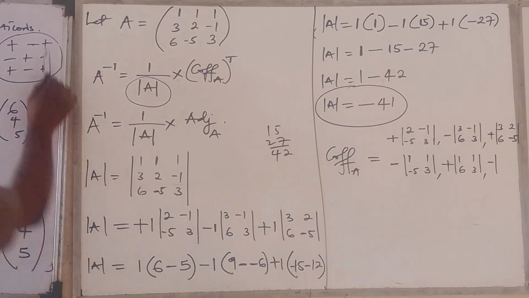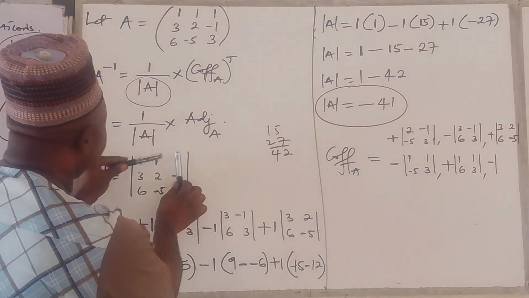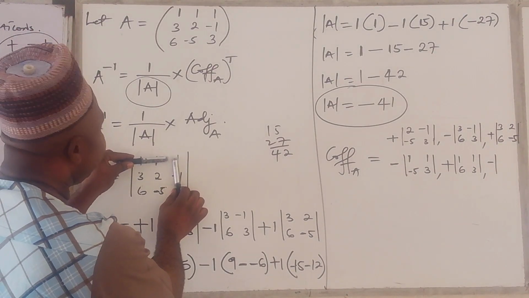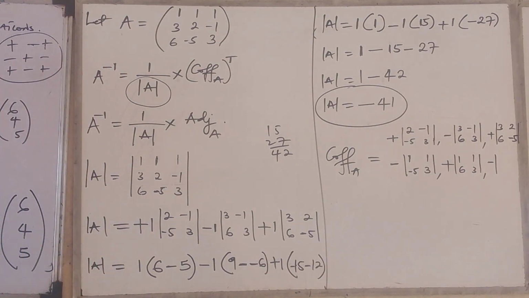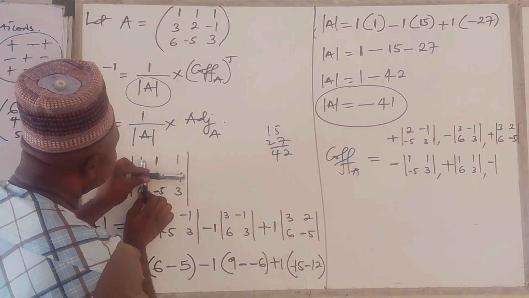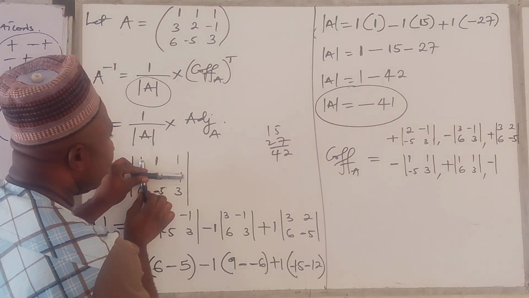That's good. The next one is plus. Tallies with this. You close this, you close this. We have 3, 2, 6 minus 5. Yes. So now we are here now. The minus tallies with 3. You close the 3 here, you close it here. You have 1, 1, minus 5, 3.